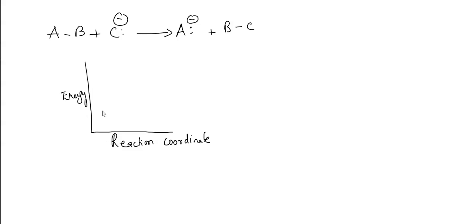This reaction can be represented in this manner, where here are my reactants and here are my products. This part of the graph represents the transition state.